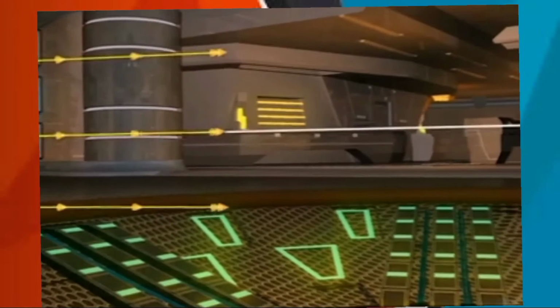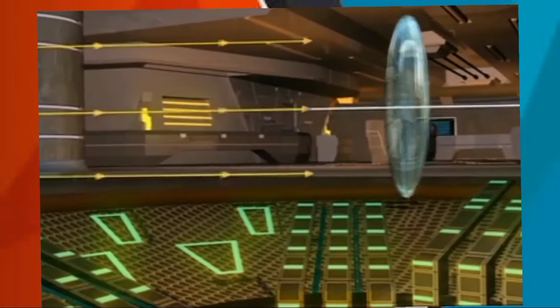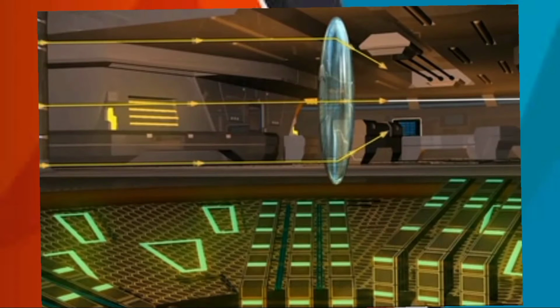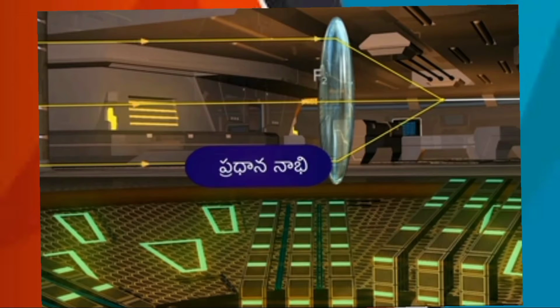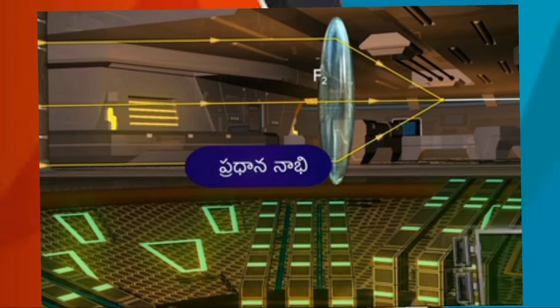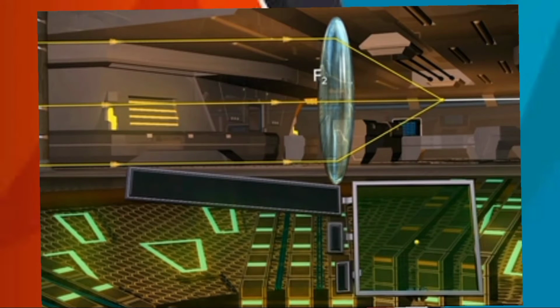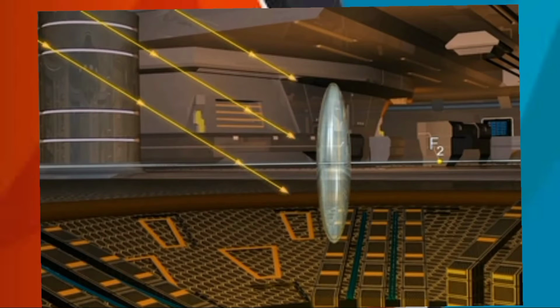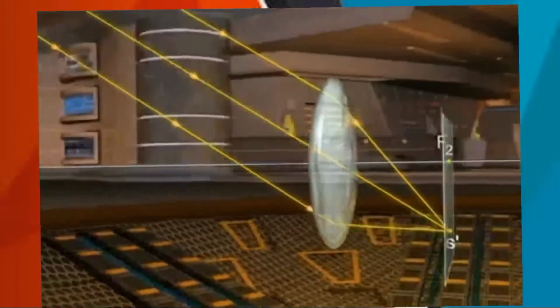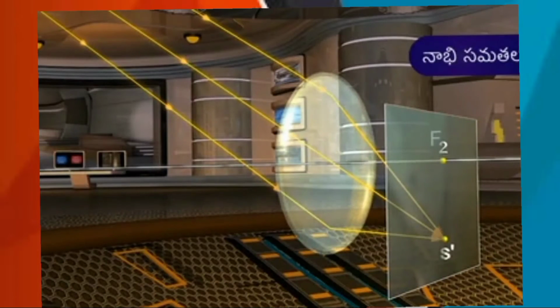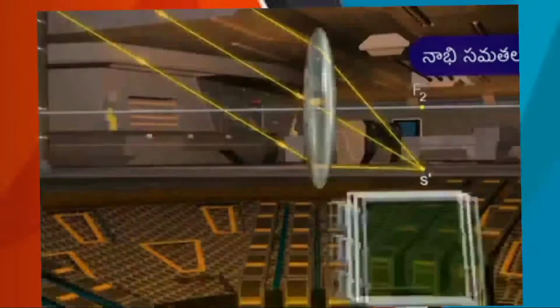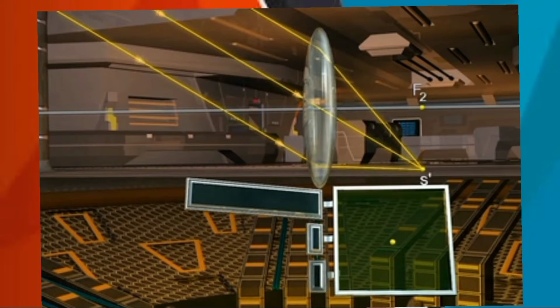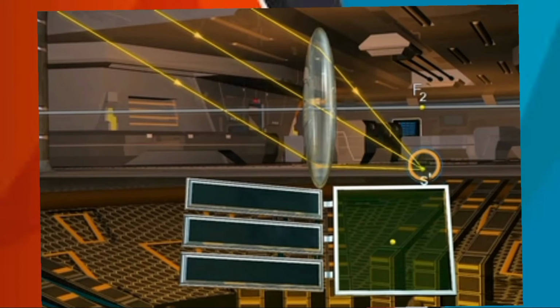In the first case, the parallel incident rays, after having passed through the lens, converge to intersect at the principal focus F2 on the other side of the lens. Due to this, a real, inverted and highly diminished image is formed at the focal point. While in the second case, the parallel incident rays from the object do not converge exactly at the focal point but at some point S' in the focal plane on the other side of the lens. And due to this, a real, inverted and diminished image is formed at the point S'.